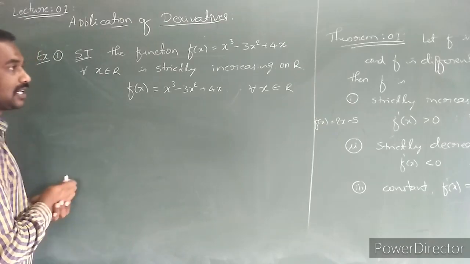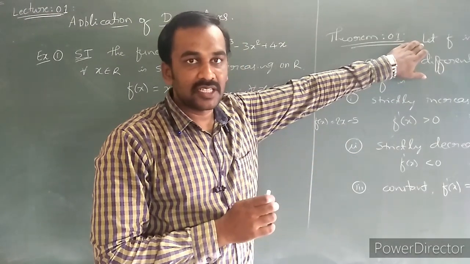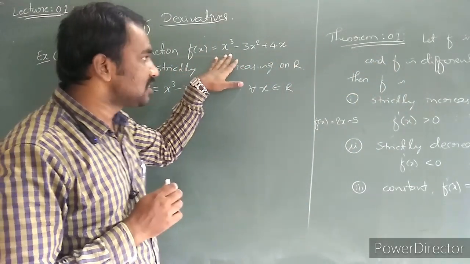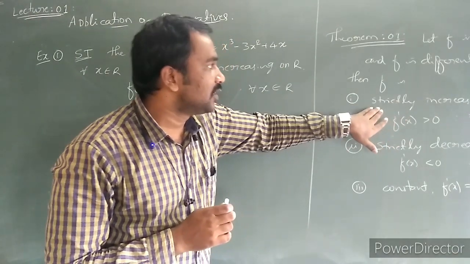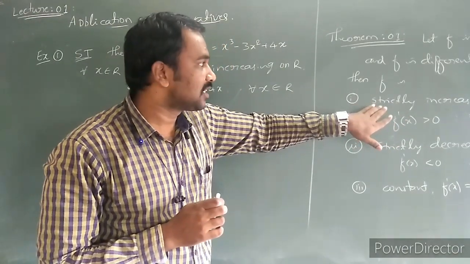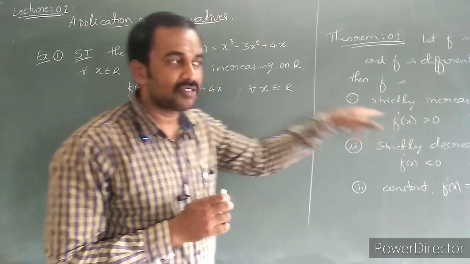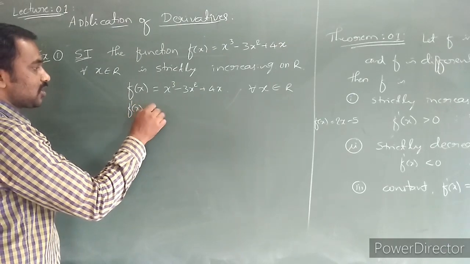By theorem number 1, how do we get it? I need a continuous function. Yes, obviously it is a continuous function. It is differentiable throughout the real numbers. And we need to show that it is strictly increasing. Strictly increasing means the first derivative is required. Get the first derivative. What is the first derivative? f dash of x.